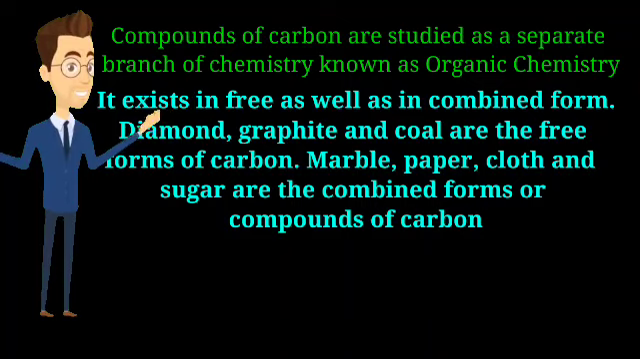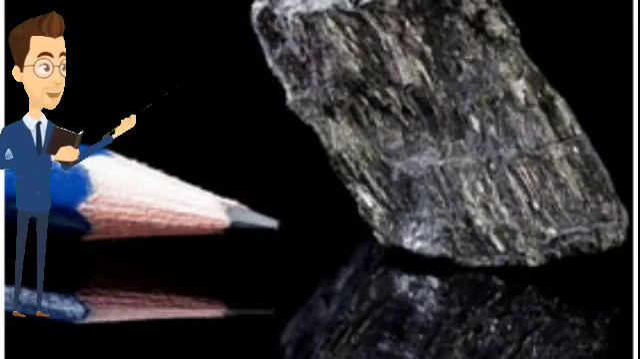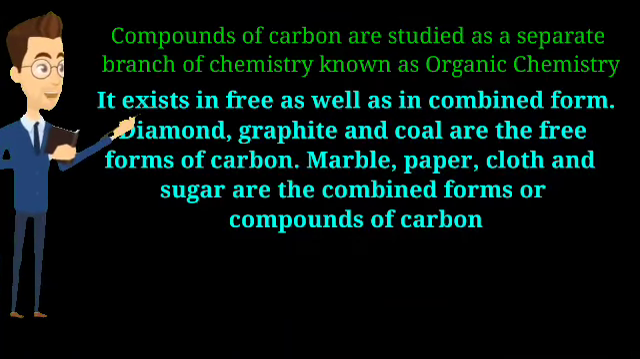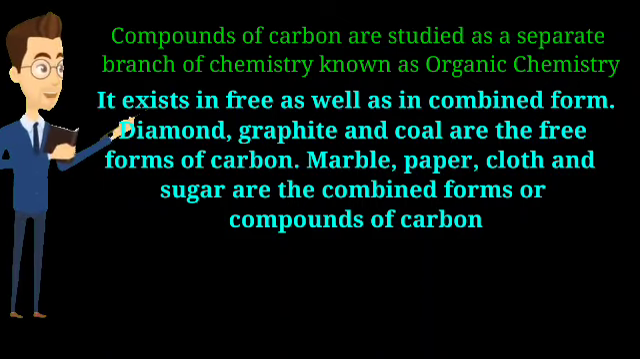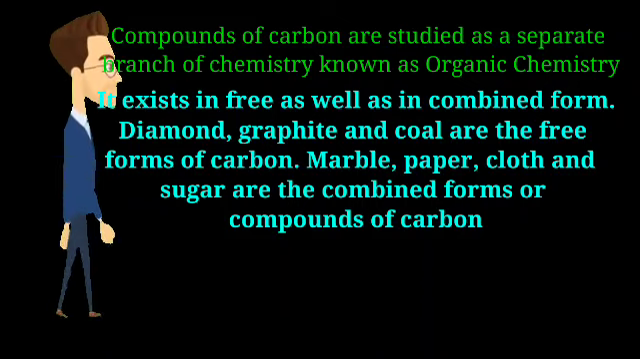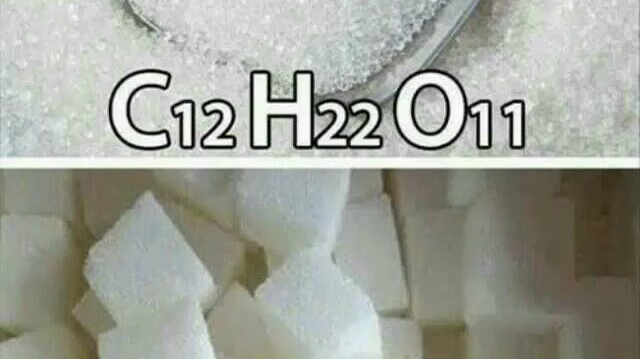Diamond, graphite and coal are free forms of carbon, whereas marble, paper, cloth and sugar are combined forms of carbon compounds. And do you know what is the formula of sugar? C12H22O11. This is the formula of sugar, and already you know what sugar is. We have already discussed it in classroom.